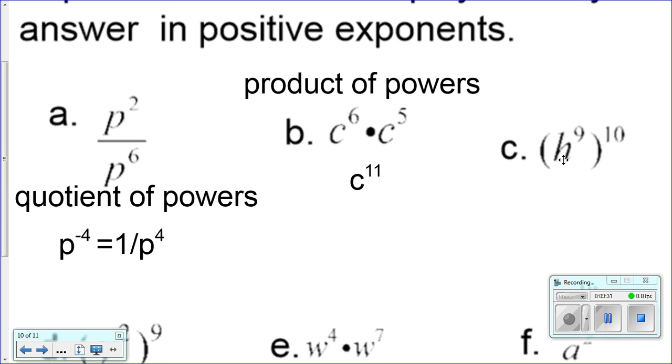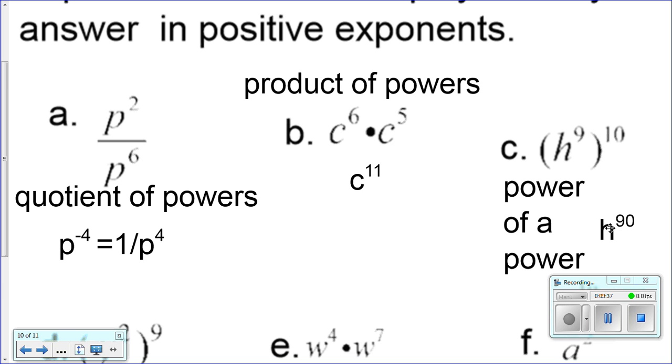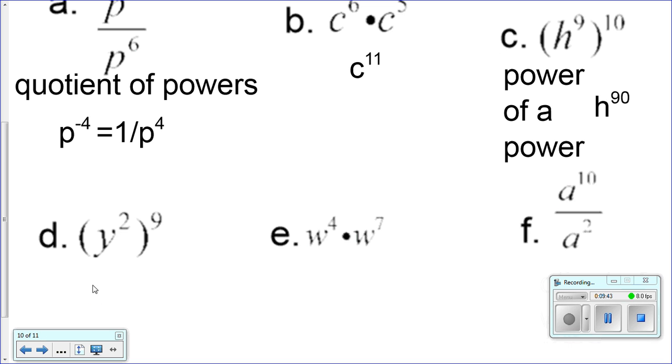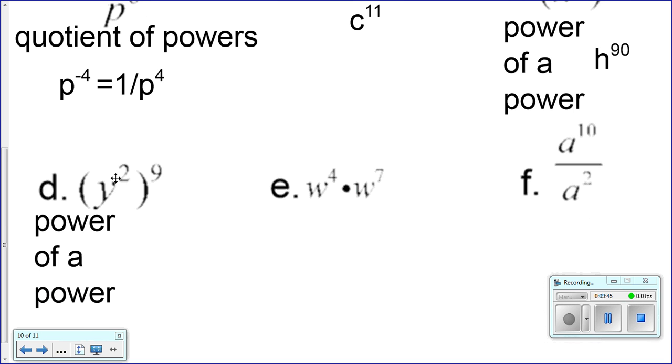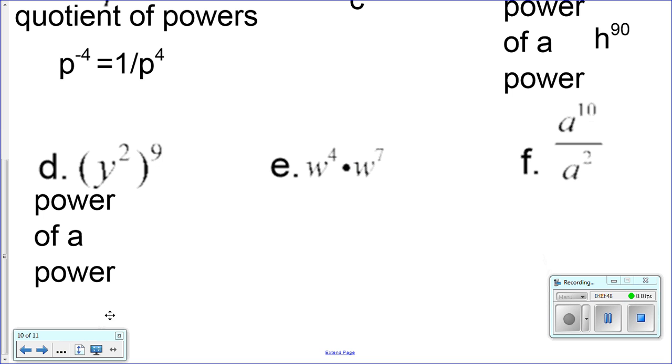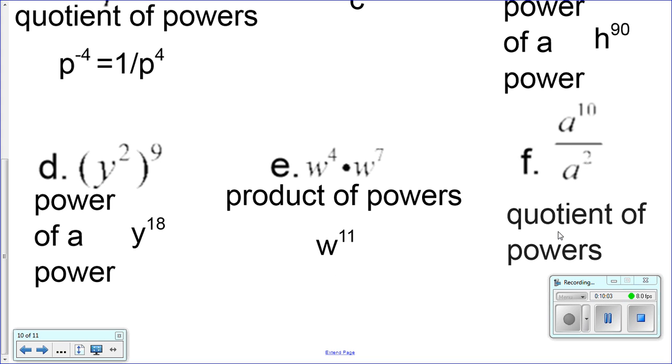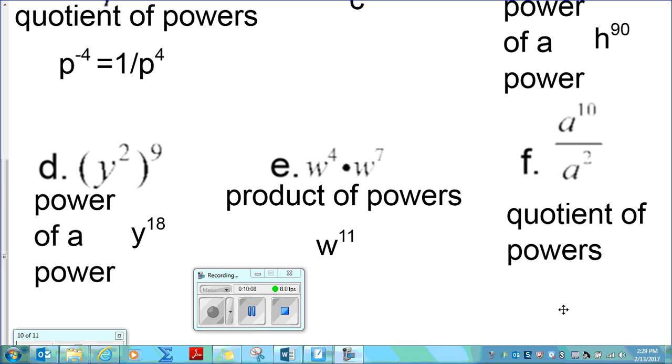C is a power of a power, which means you multiply the exponents together. So you get h to the 90th. Again, another power of a power, so you multiply them together. So you get y to the 18th. Here we have a product of powers again, so you add them together. So again, you get w to the 11th. And here again we have a quotient of powers, so you subtract: 10 minus 2 gives you 8, so you end up with a to the 8th.